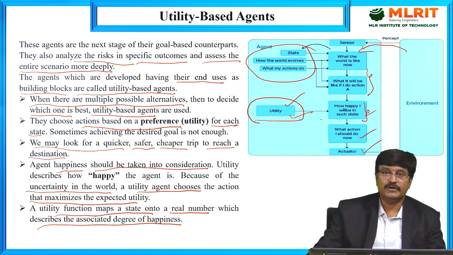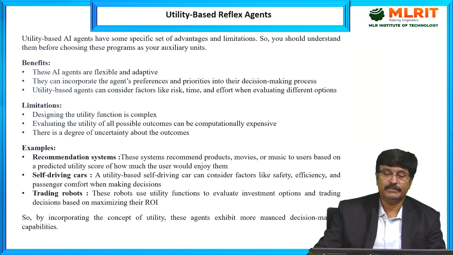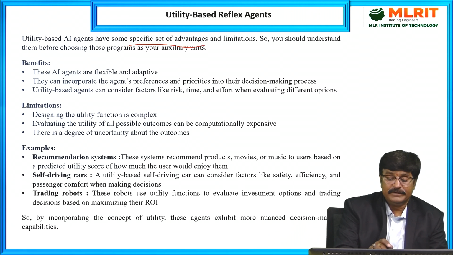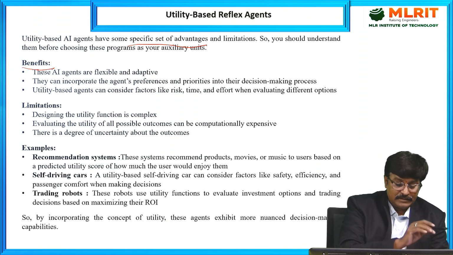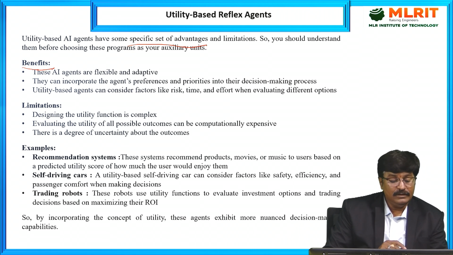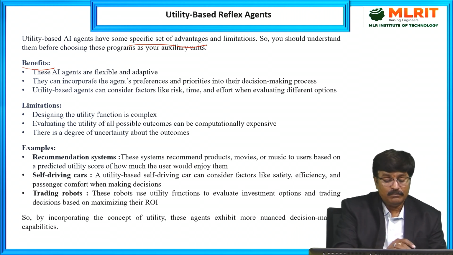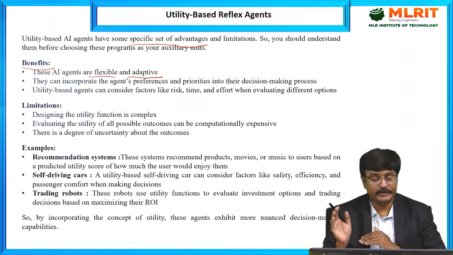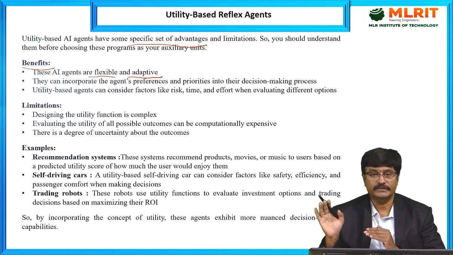So this is a somewhat advanced model as compared to goal-based agents. In these cases, the agents have some specific set of advantages. So what are those benefits, advantages? These AI agents are flexible and adaptive. Both things are there. It is more flexible, with adaptability to any kind of new situation.